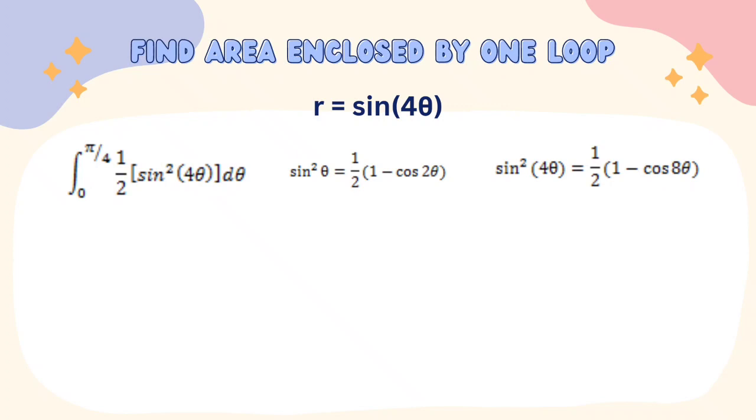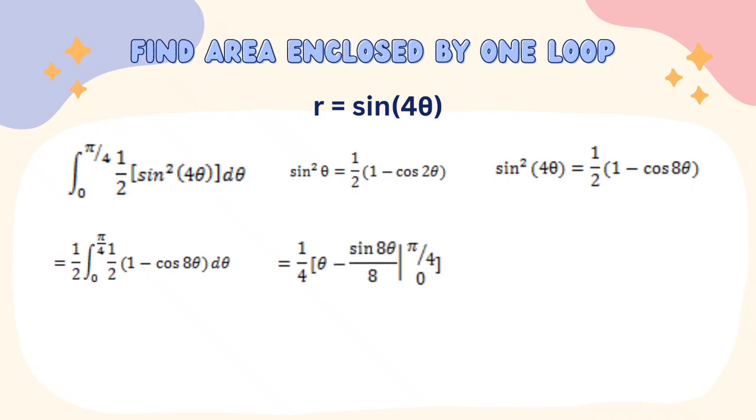So when I integrate, I'm going to pull my original 1/2 out front. There's 1/2 that just comes from that formula, and then when I use my trig identity on the sine squared of 4 theta, I'm going to get 1/2 times 1 minus cosine of 8 theta d theta, and again we have to integrate this from 0 to pi over 4. So now it's just tedious integration. I'm going to multiply the 1/2 and 1/2 and get 1/4.